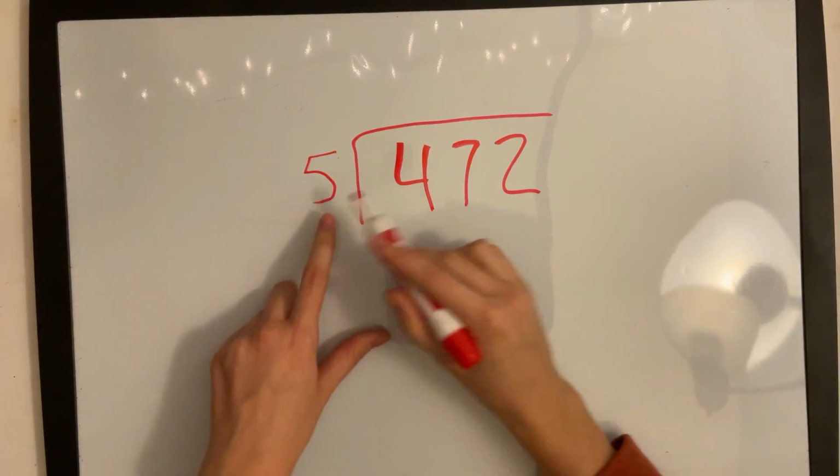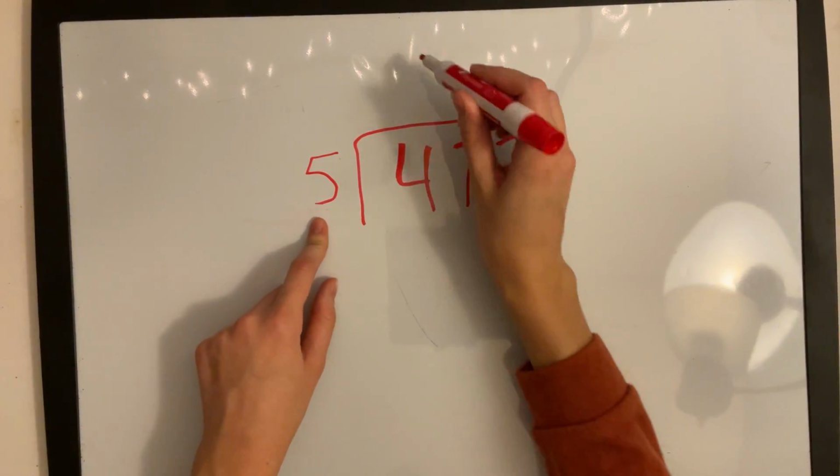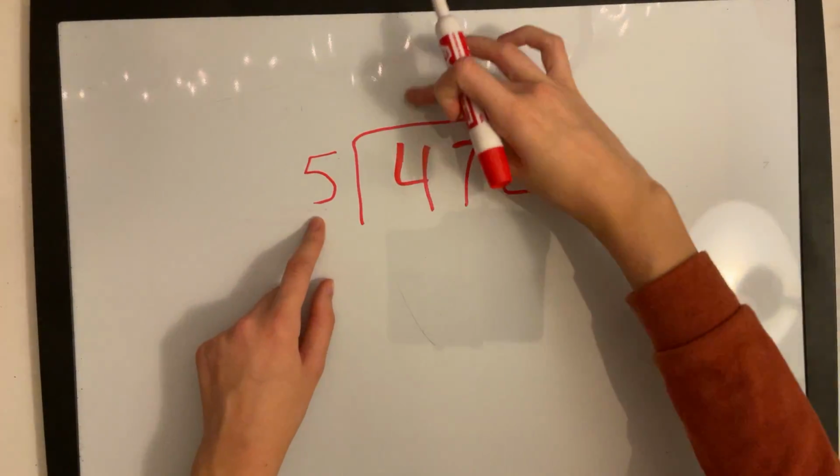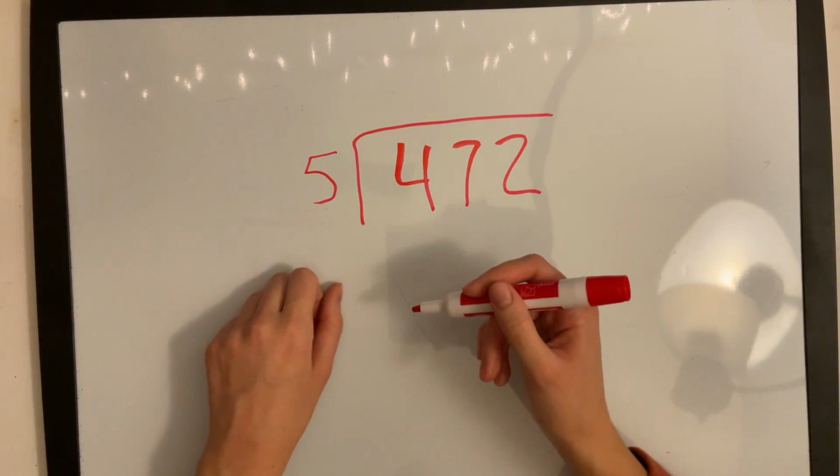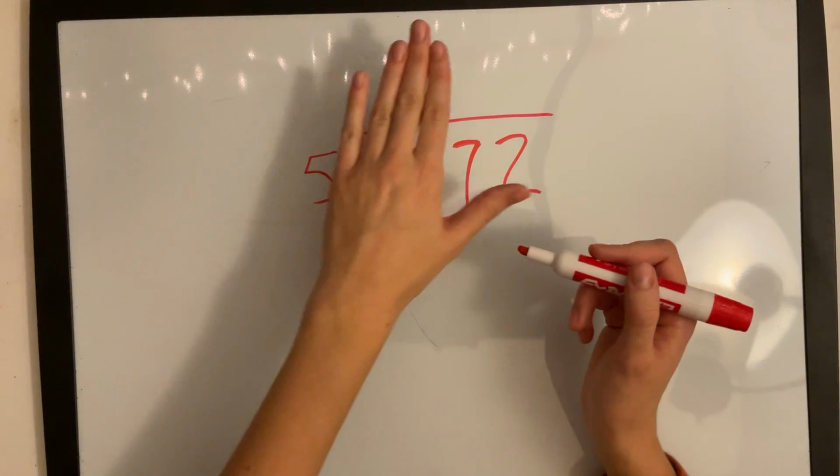5 can't fit into 4 because 5 is bigger. So we could write a 0 right here on top of the 4, but we're not going to do that because that would just be a waste of time. That means there's nothing there.